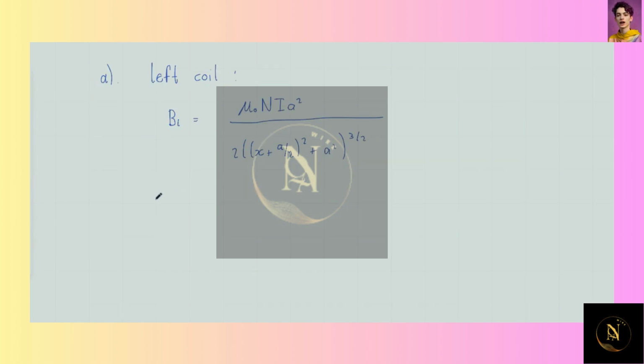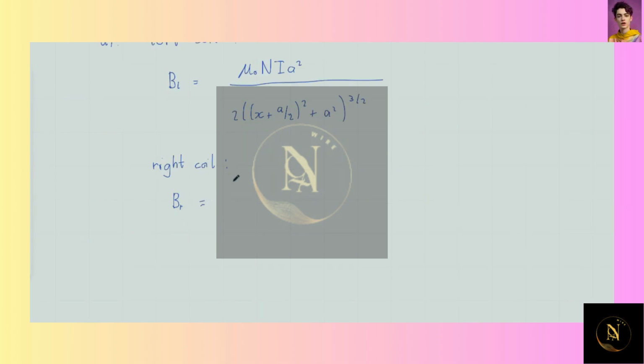Now for the right coil, x here is now x minus a over 2. So the magnetic field looks as follows. So the right coil has magnetic field B_R, and this is mu naught N I a squared all over 2 into (x minus a over 2) all squared plus a squared, and all of this to the power 3 over 2.